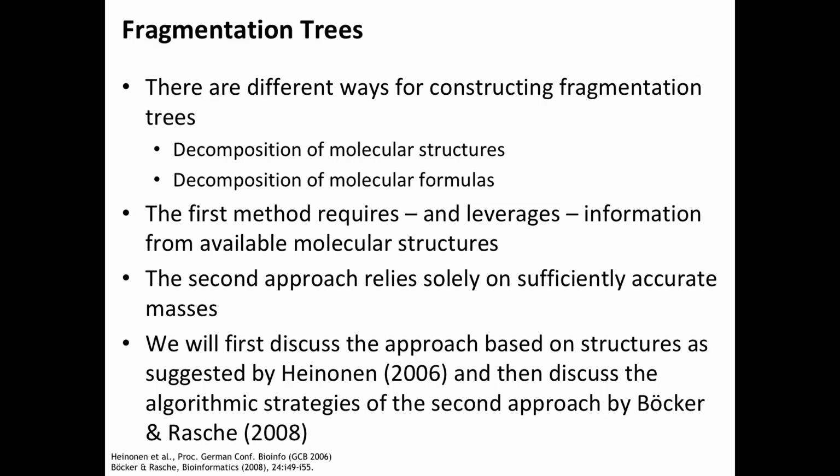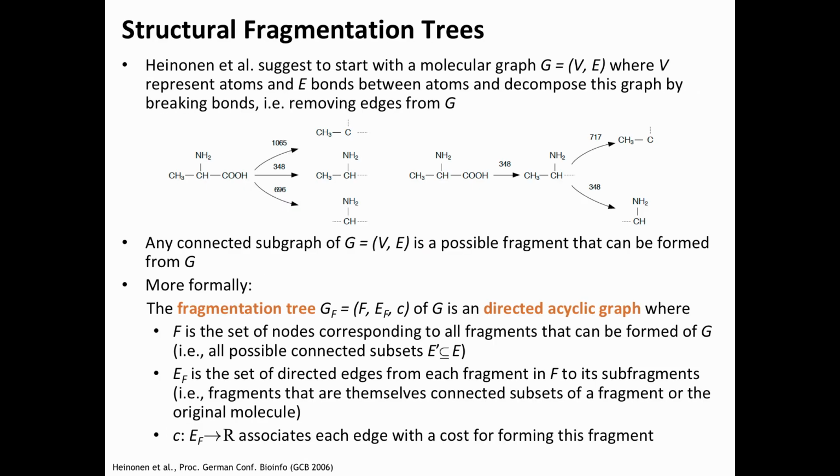The first method requires that you have information on the molecular structure, but also leverages that, so you get more information. But the second approach relies on just sufficiently accurate masses, and that is fair enough because it's not biased through structures in a way. You see from the dates of the publications that this is rather recent. This whole area started about 10 years ago and then started to pick up speed. Initially people did not really know how to model these things. The accuracy was pretty poor, but it has gotten a lot better since then.